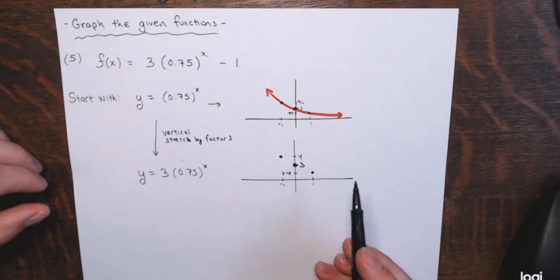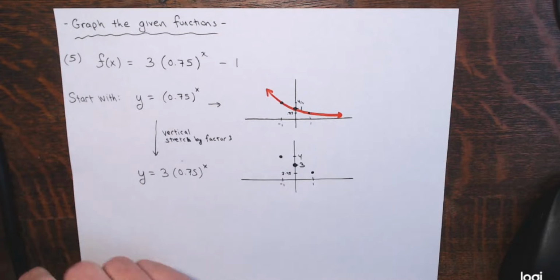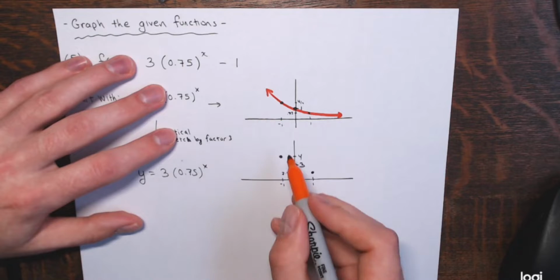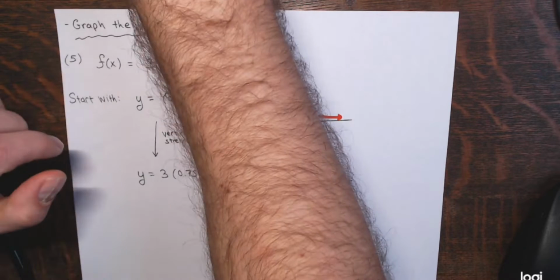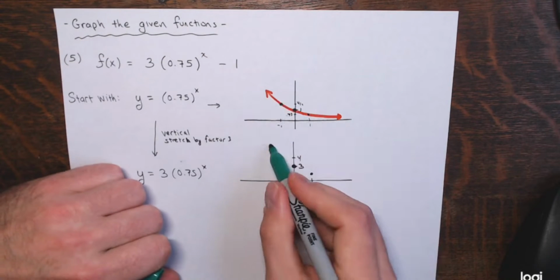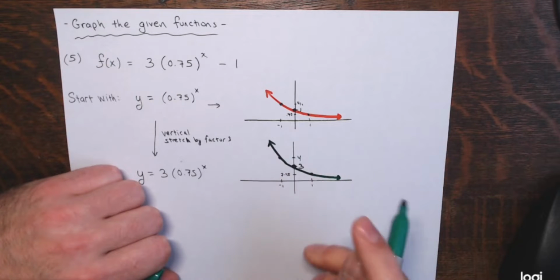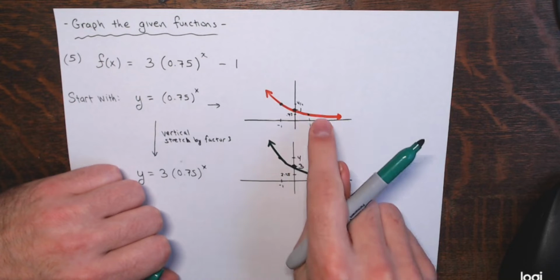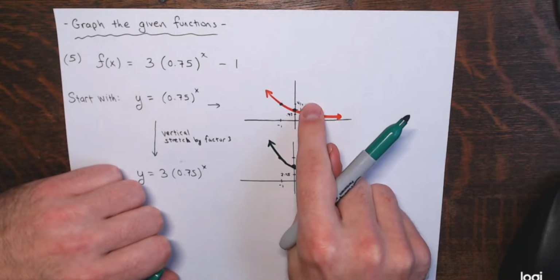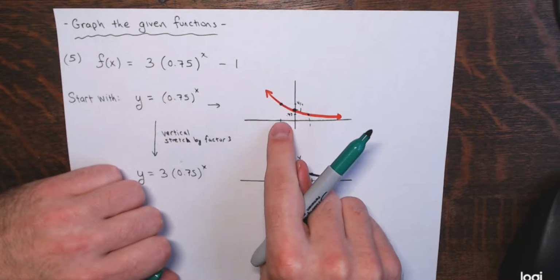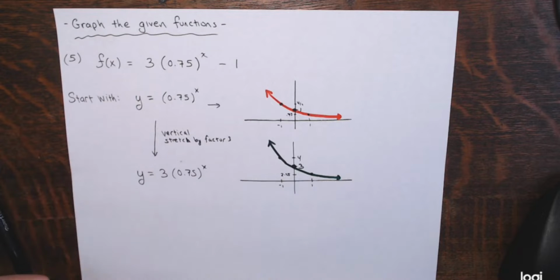And the asymptote doesn't change. I didn't move it up or down. It's just all these points are now 3 times the distance that they originally were from the x-axis. So 0, 1 goes to 0, 3, right? 1, 3/4 goes to 1, 9/4. -1, 4/3 goes to -1, 4. Or maybe I should have put them on the same axis, but whatever.